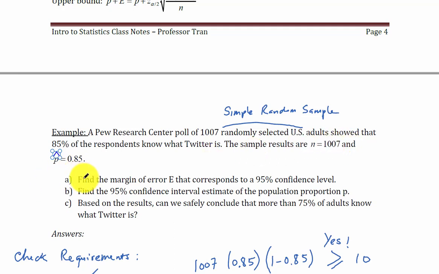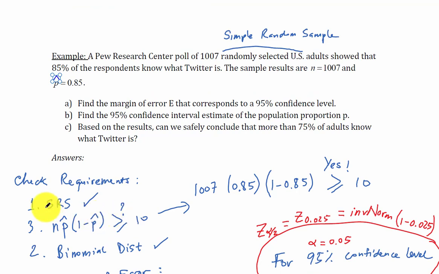Now the first question, they ask you to find a margin of error E corresponding to a 95% confidence level. 95% is the common confidence level, so we are using that in this example here. Before doing anything, we must check the requirements. We know that this is 1,007 people randomly selected, so that is a simple random sample. So the first requirement is okay.